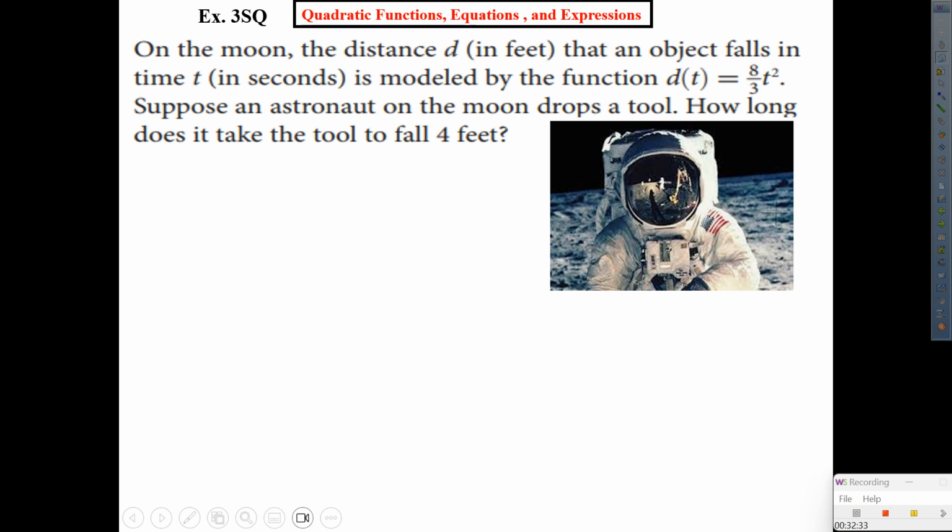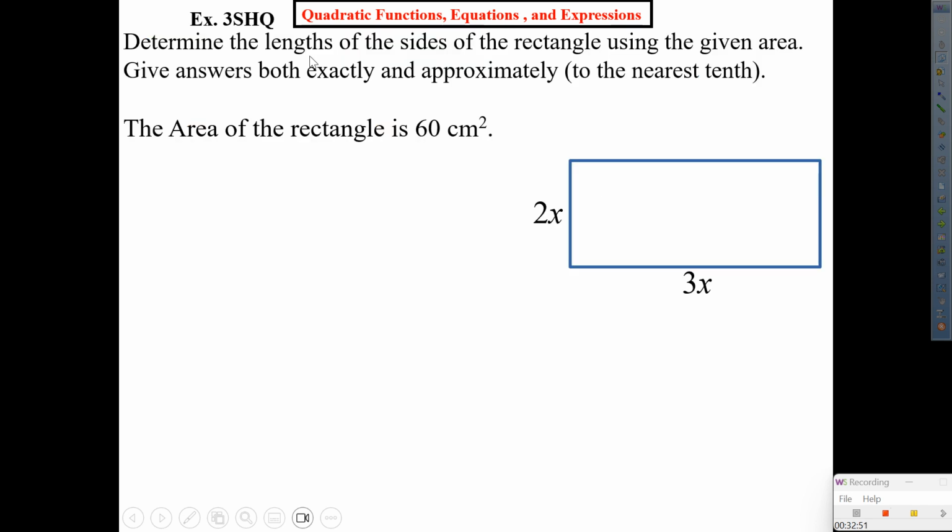So now let's talk about areas. Copy this one, please. Example 3. I know some of you are like, oh, these are my favorite, Mr. Cube. Takes me back to geometry. Let's go. So, copy the rectangle. The base is 3x, the height is 2x, and the problem reads, the area of the rectangle is 60 centimeters squared. I'll give you some time to set that up. Go.